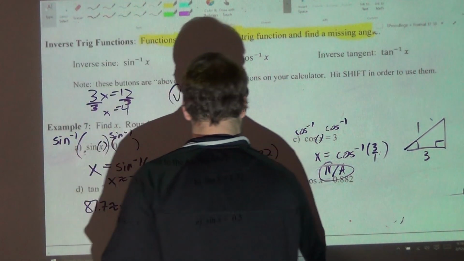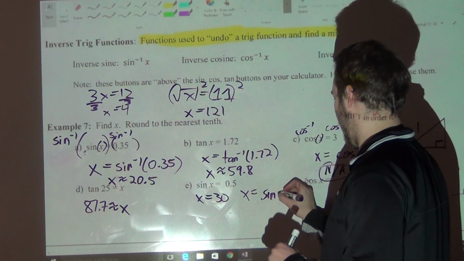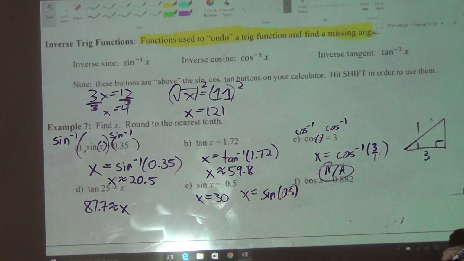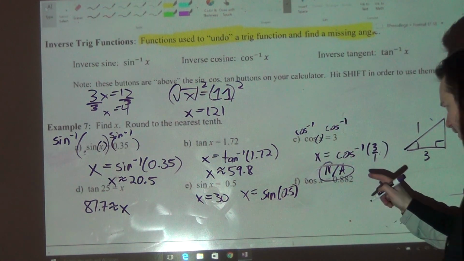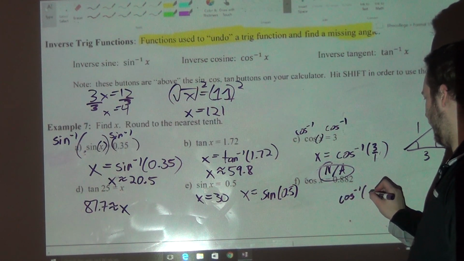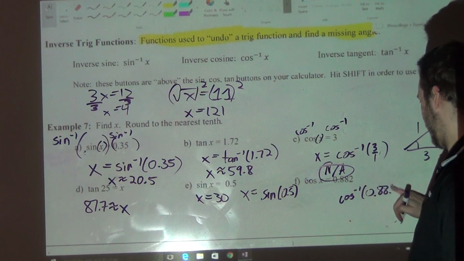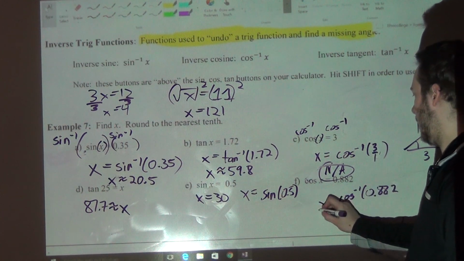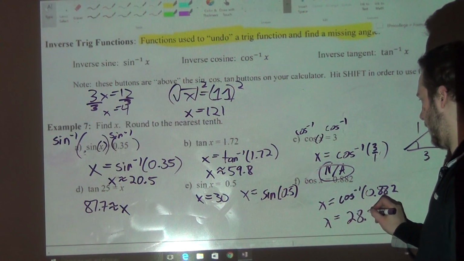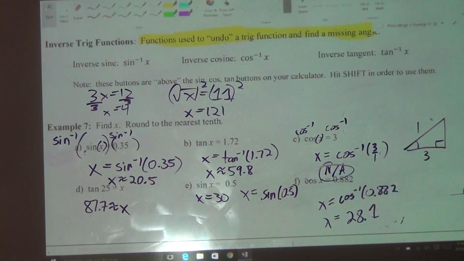You did the sine inverse of 0.5. We'll talk about that one in just a second. And then we got the cosine inverse of 0.882. 28.1. I'm sorry, one more time? 28.1, thank you.